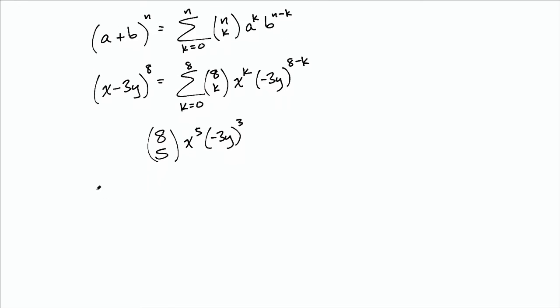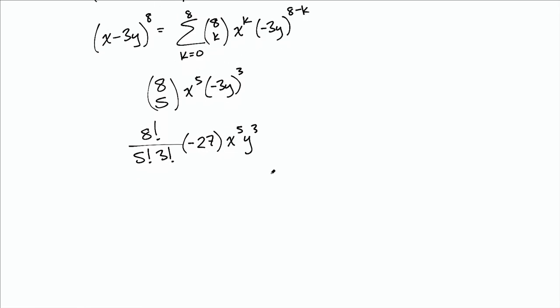So 8 choose 5 is 8 factorial over 5 factorial, 3 factorial. I've got a negative 3 to the 3, which is a negative 27. Negative 27, x to the 5, y cubed. So now we can simplify here.